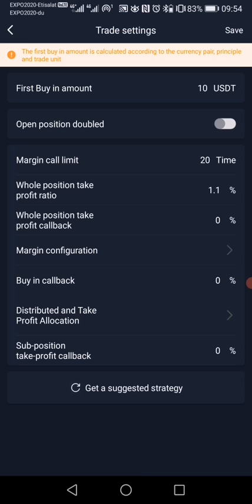Then the sub position take profit callback is also applicable to that 5 to 20. For me, I always put 0, meaning once the price that I set for the increase is attained, take profit for me. In an ideal situation, it doesn't happen that way. The robot sometimes still has some fluctuations, plus and minus. It doesn't take it at exactly what you put there. Sometimes it goes above, sometimes it goes a little bit below. So I just put 0 there.